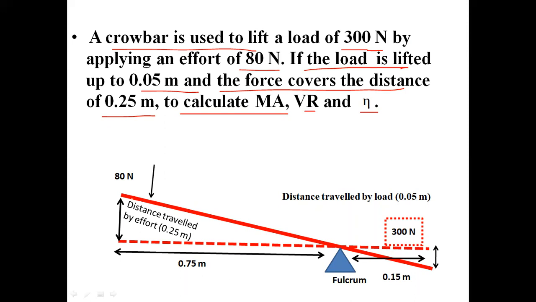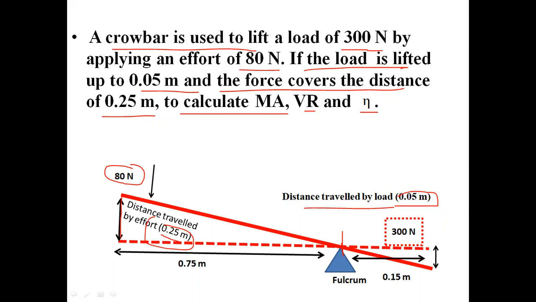Here you can see a person applying 80 Newton effort and lifting that 300 Newton load. When he applies the effort, the crowbar moves a distance of 0.25 meter on the effort side, and it moves 0.05 meter up on the load side. That will be the distance travelled by load, and this will be the distance travelled by effort.